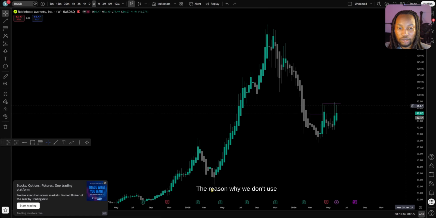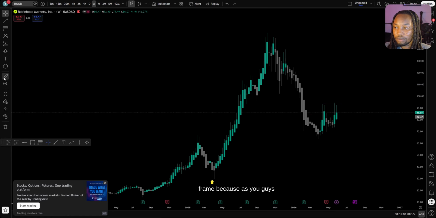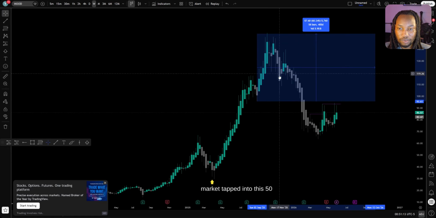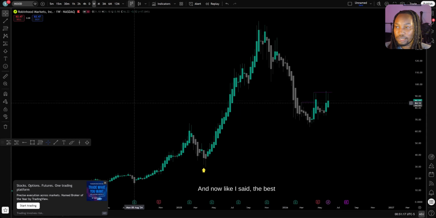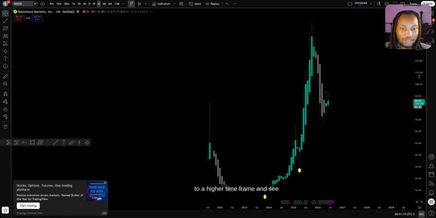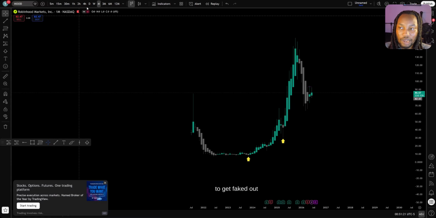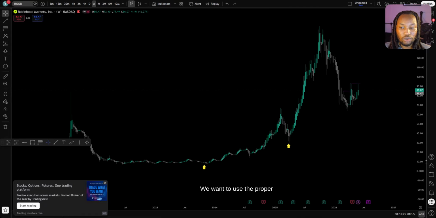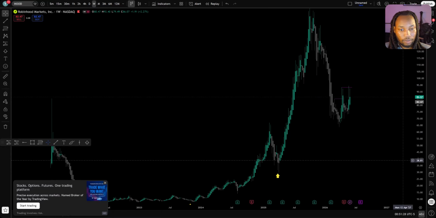A lot of people are going to say, why don't we use this low on the weekly time frame? The reason we don't is that, as you can see, the 50% failed. The market tapped into this 50%, couldn't continue higher, then turned around and became bearish. Like I said, the best way is to go to a higher time frame and see the proper highs and lows, because you don't want to get faked out with all this rubbish, for example this week's lows. We want to use the proper highs and lows.